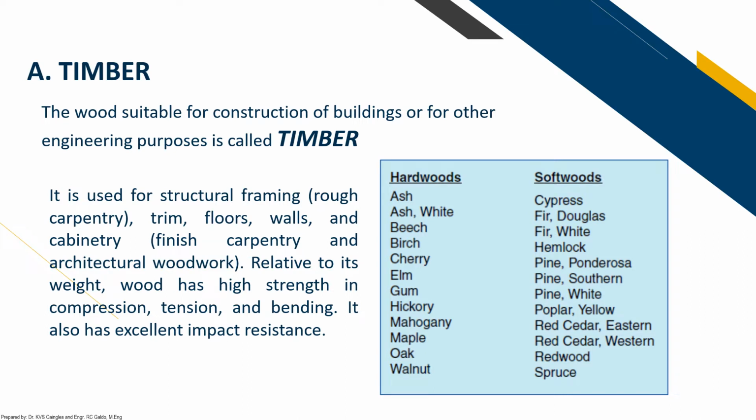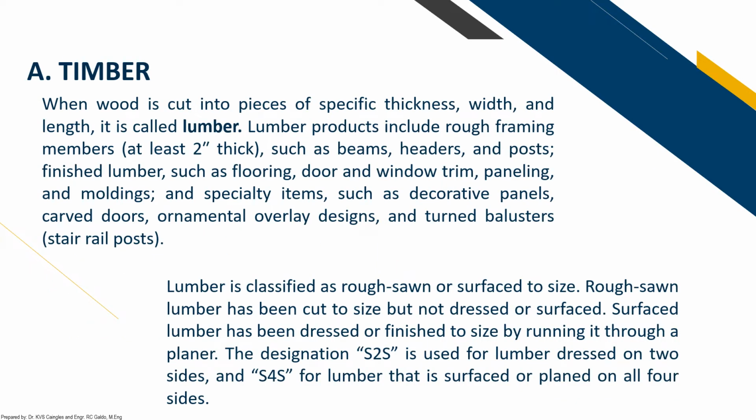So when you say timber, it can also be called wood. There are hard woods and soft woods. Do you know what are some examples of hard woods and soft woods? So when a wood is cut into pieces of specific thickness, width, and length, it can now be called lumber. Okay. So lumber products include rough framing members at least 2 inches thick, such as beams, headers, and posts, finished lumber such as flooring, door and window trim, paneling and moldings, and specialty items such as decorative panels, carved doors, ornamental overlay designs, and turned balusters.